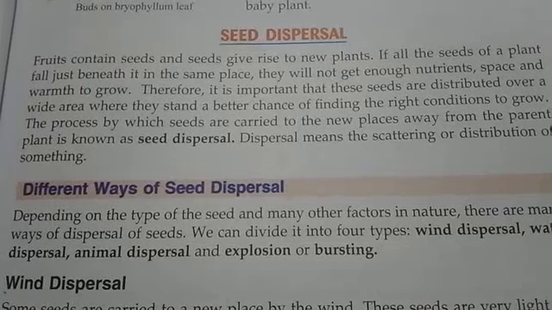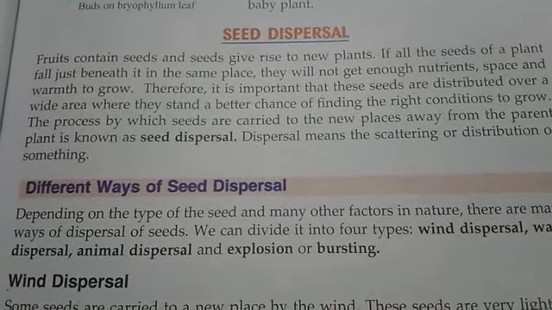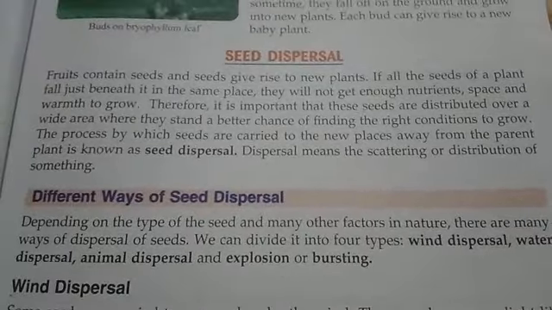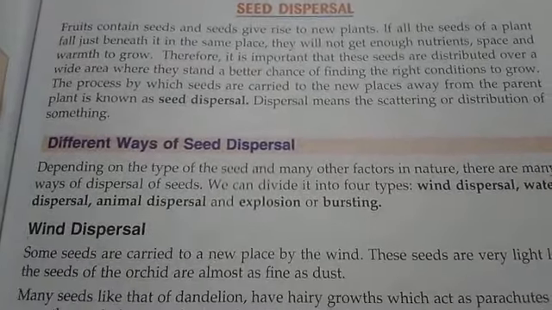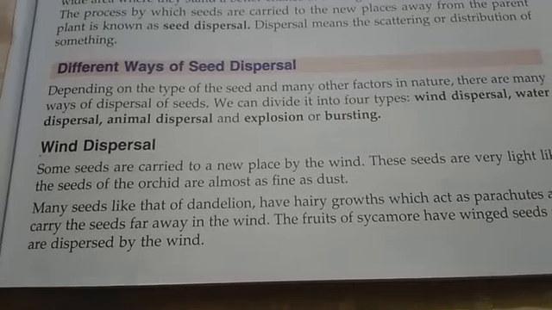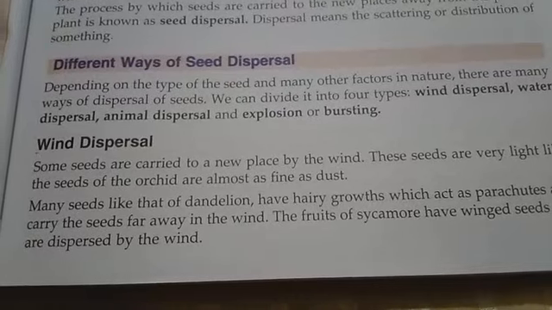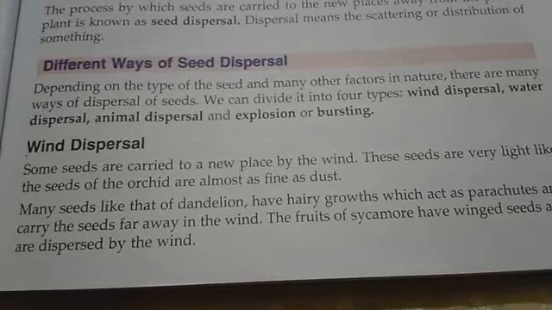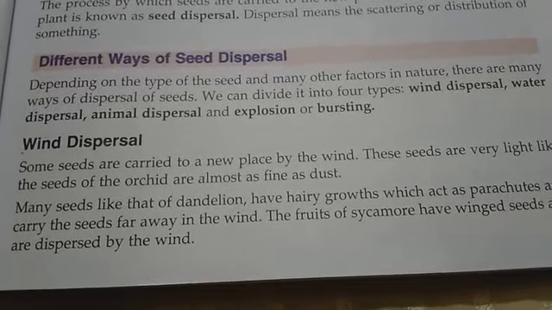What is the meaning of dispersal? Learn it carefully. Dispersal means the scattering or distribution of something. What are the different ways of seed dispersal? Depending on the type of the seed and many other factors in nature, there are many ways of dispersal of seeds. We can divide it into 4 types: wind dispersal, water dispersal, animal dispersal, and explosion or bursting. So, there are 4 types.